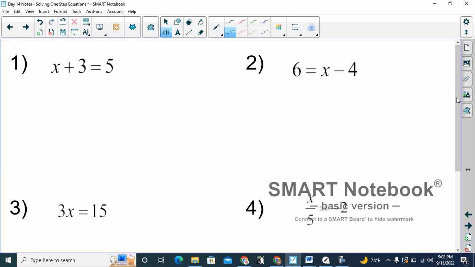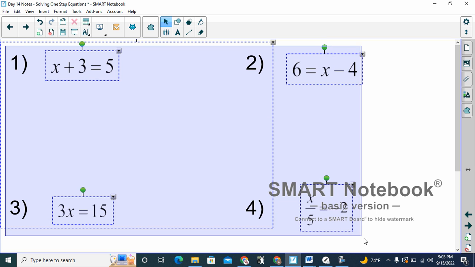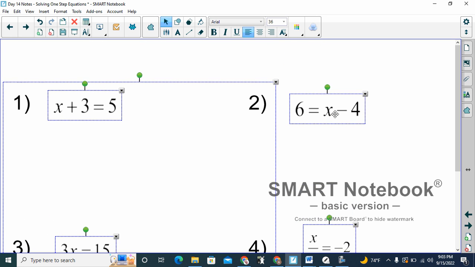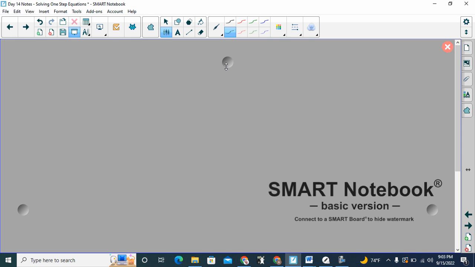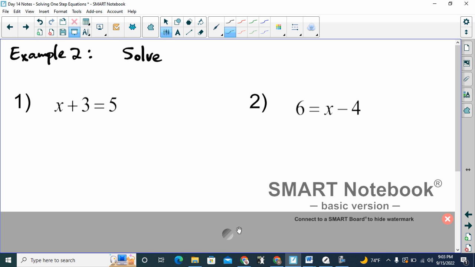Example 2 asks us to solve. Directions, I probably should have put them on there. Let's call this example 2. And the directions ask us to solve. Solve simply means find the solution of. We want to find the solution. And we are given the equation x plus 3 equals 5.